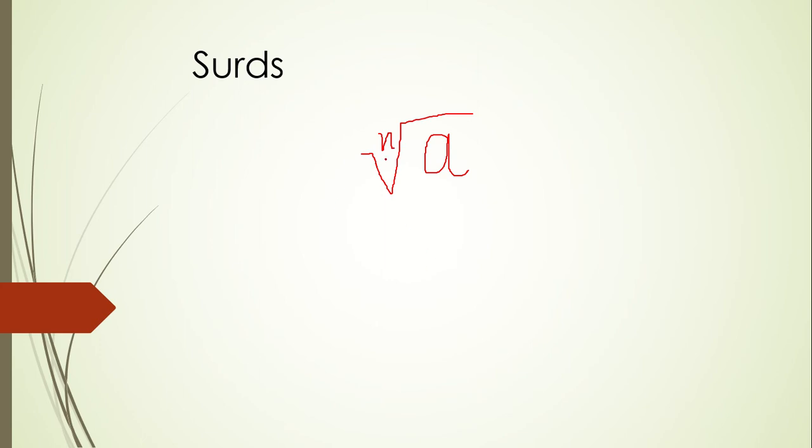So this order n, if the number has to be a surd, has to belong to the natural numbers. This n has to be a natural number, and a natural number not equal to 1. Because if it is equal to 1, then we will not have this root sign or this radical sign, right? If n is equal to 1, this radical sign will vanish.